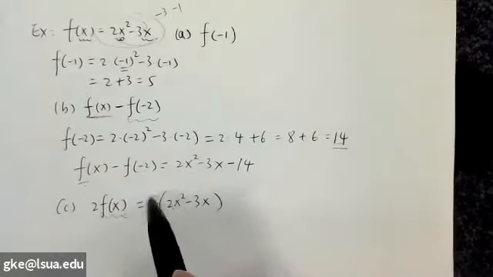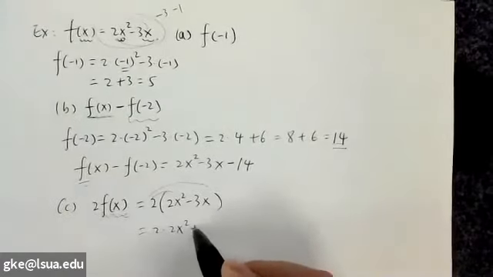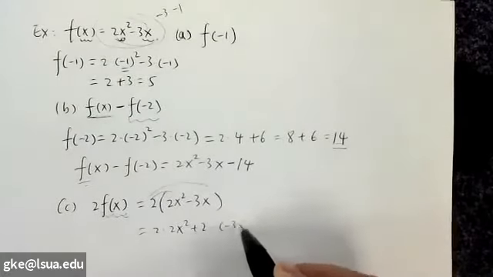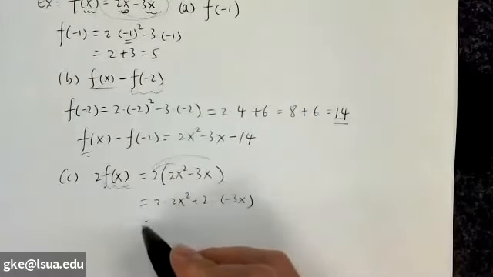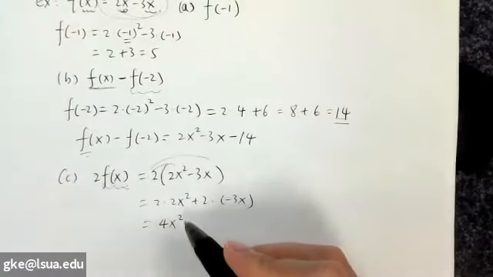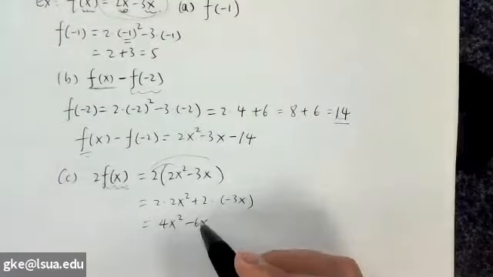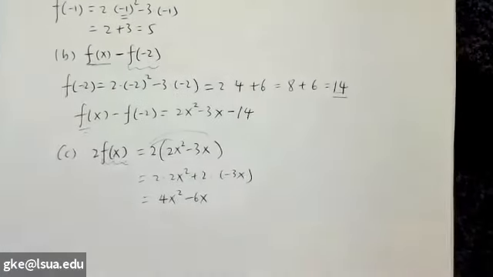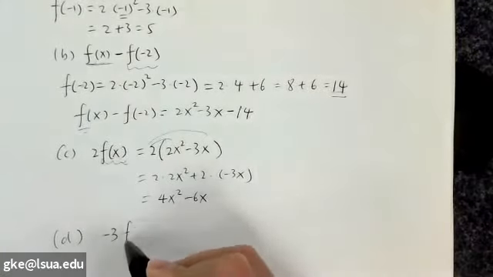Then you can use distribution. We have 2 times 2, 4x squared. 2 times negative 3 is negative 6x. Now I want you guys to try negative 3 f(x).